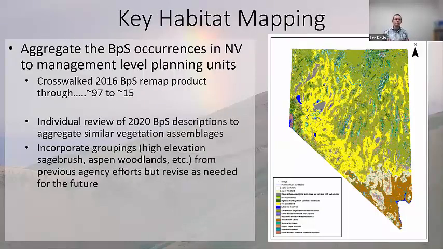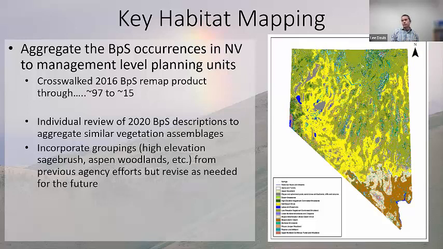So the first step in this process was mapping our key habitats. And again, you can see our finalized map on the right-hand side, but we needed to map to a management level, which is to say we needed to take the roughly 97 biophysical settings or vegetation communities that are mapped out by LANDFIRE within the state, and to aggregate those up to a level that was easy to discuss at a policy level, and easy to report on.